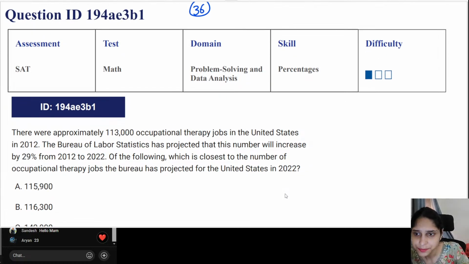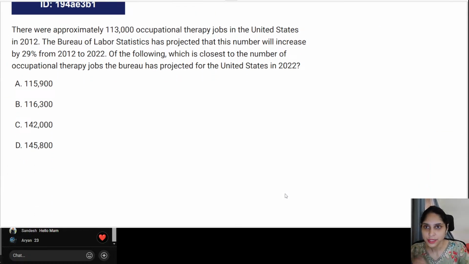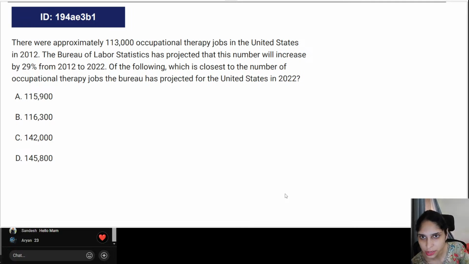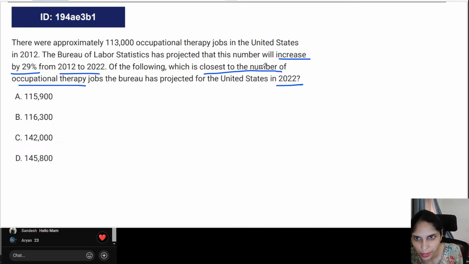So 36. There were approximately 113,000 occupational therapy jobs in the United States in 2012. The Bureau of Labor Statistics has projected that this number will increase by 29%. So the total is going to be 129%, because 100 plus 29%. From 2012 to 2022, which of the following is the closest to the number of occupational therapy jobs in 2022?